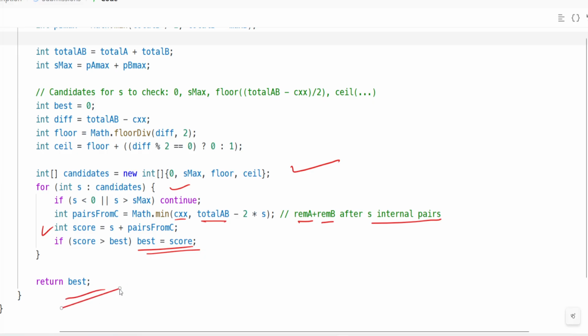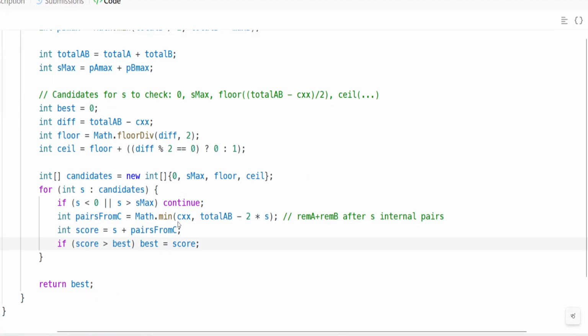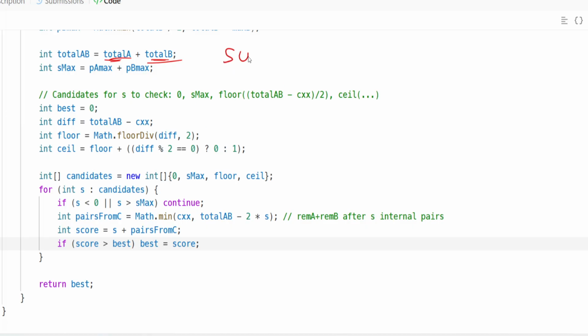Actually, what we are doing here: let's suppose we already found the total A and total B, right? Total A is nothing but the number of A cards, and total B is nothing but the number of B cards. And there will also be a number of C cards. So let's try to understand how we will find the total score.